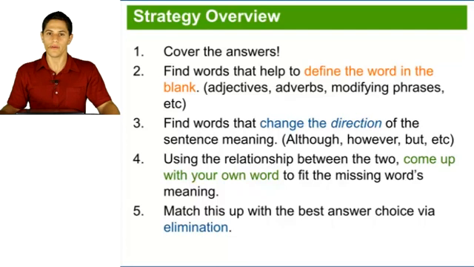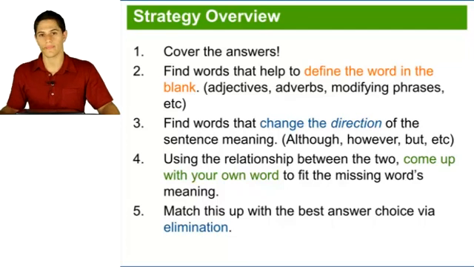The second step is to find specific words or phrases that contribute to the meaning of the word in the blank, like adjectives, adverbs, or other modifying phrases. The third step is to find words in the sentence that help define the relationship between those descriptive words or phrases and the words in the blank, like although, however, or but. The fourth step is to use the information that we just came up with and find one of the answer choices that matches most closely to the word you discovered.